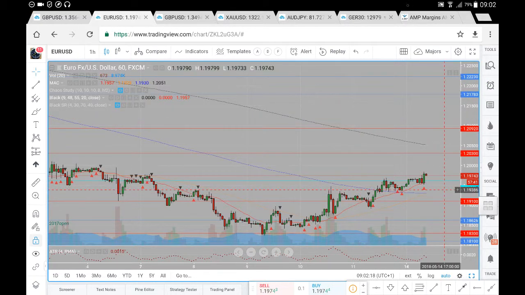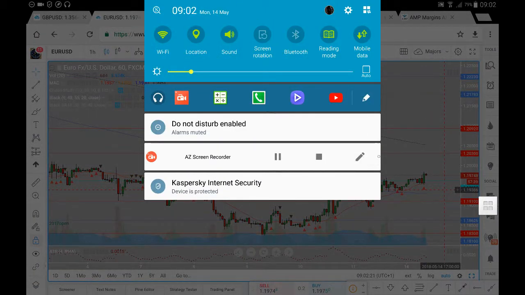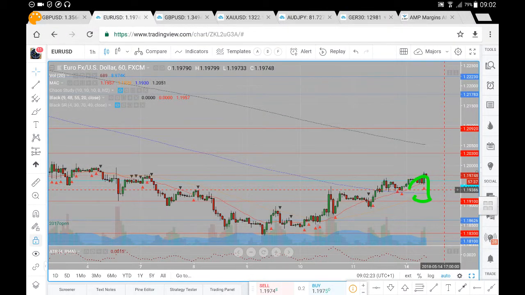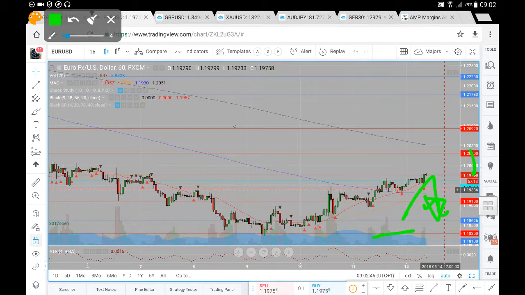If, however, we do break down from where we are at present at the 1961, we're looking for moves back down towards the 1910, possibly a break from which we're looking for moves down towards the 1862 and possibly down towards the 1830. We'll see if we do form a bit of a double bottom there at the 1830 level. Now, I wouldn't anticipate prices moving much beyond the 1830 here to the downside on Monday, the 14th of May.